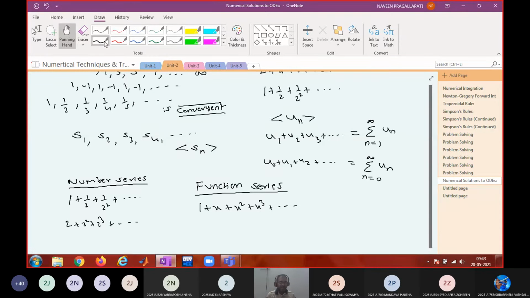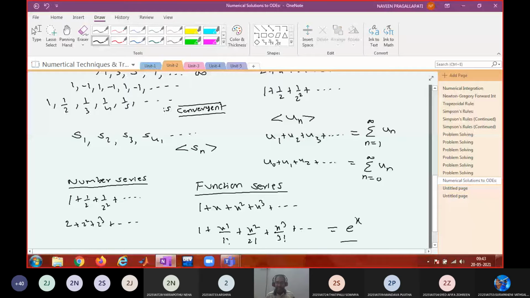Now whatever you said previously, 1 plus x power 1 by 1 factorial plus x square by 2 factorial plus x cube by 3 factorial plus and so on. What is this series called? Is this not a function series? Yes, which is called a function series, which is convergent for all values of x. That means for whatever value you substitute for x here, it is going to have a sum. What is that sum? That sum is given by e power x.